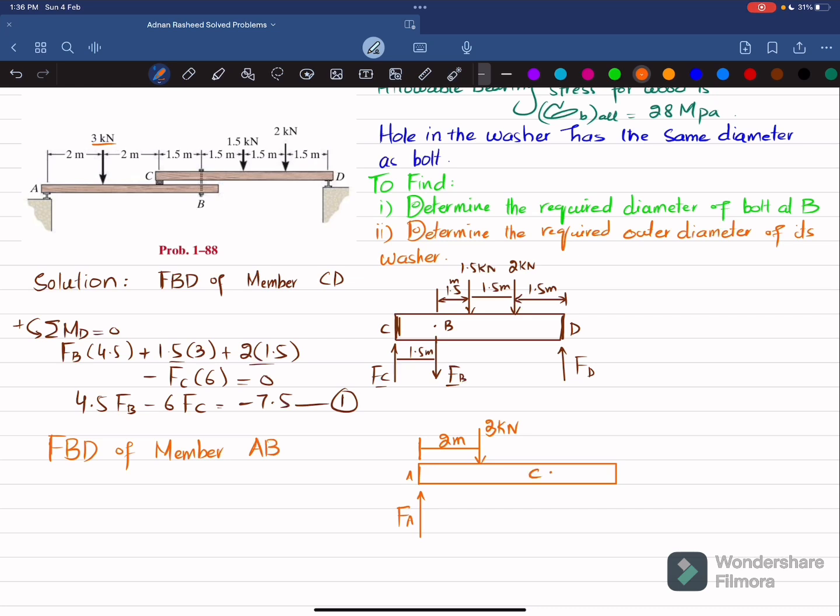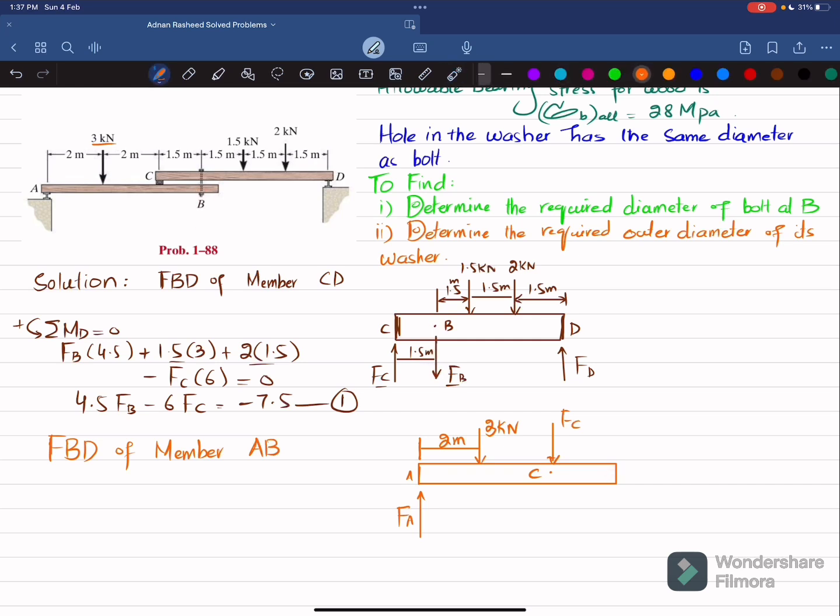Clear? So at C you will be having a force that will be acting downward. Why? Because you can see that this force at C will be upward. So as there is Newton's third law, it will be acting downward. So this is FC. Clear? And same FB here is downward. Clear? So here it will be upward.